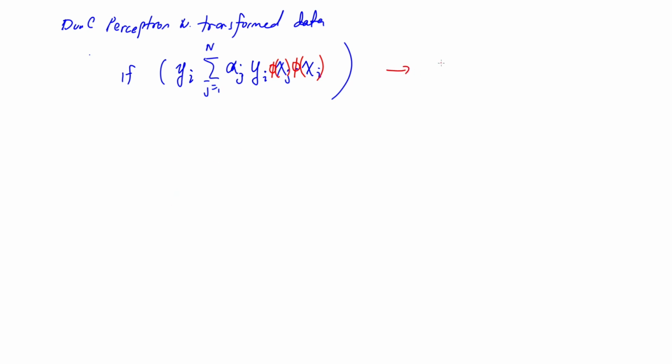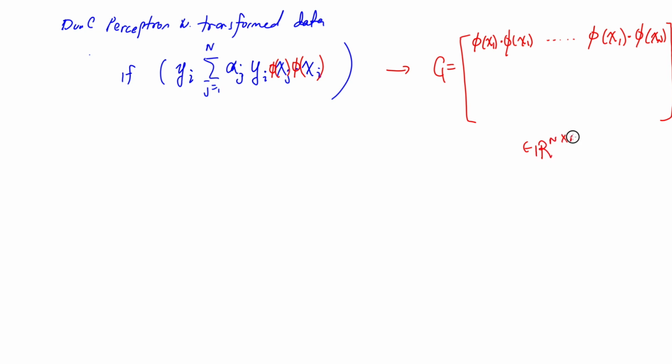And then you need your gram matrix. Your gram matrix is going to be the dot product between all your data points, but your data points are now transformed. So you're going to have phi x1 dot phi x1, and you keep going and compute all dot products between all n data points. So again, you're still going to have an n by n matrix, but now it's the dot product between the feature transformations. So what would be the problem here?